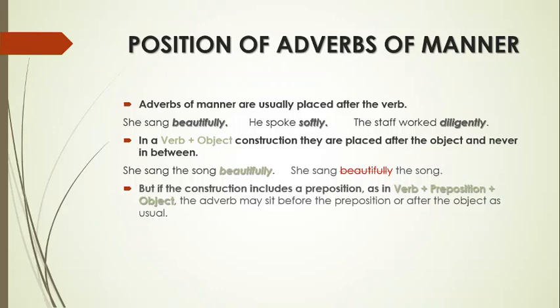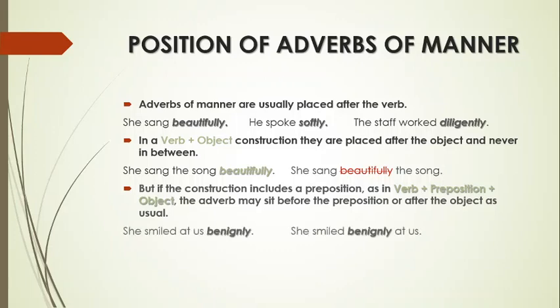However, if the construction includes a preposition, as in verb, preposition, and then object, you see, the verb and object is already separated. There is a preposition in between. So the adverb in this case may sit before the preposition or after the object as usual. For example, she smiled at us benignly, that is at the end of the object, or she smiled benignly at us, that is before the preposition. In either case, the meaning remains the same. However, remember one thing, benign, the meaning is favorable.